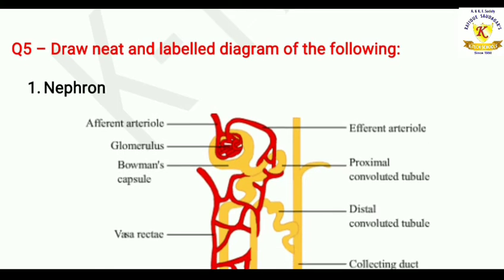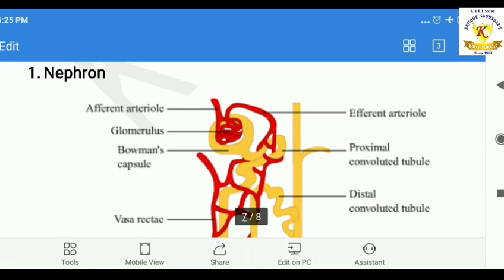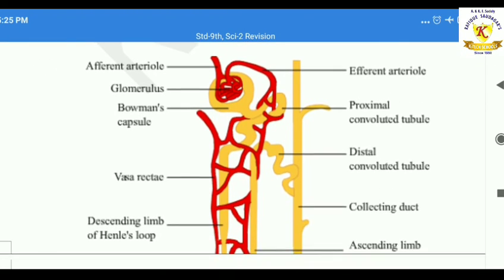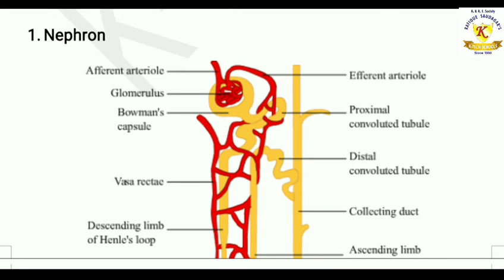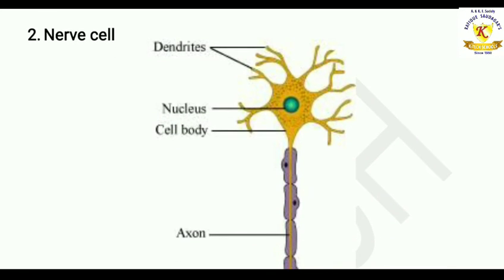Question number 5. Draw neat and labeled diagram of the following. First, nephron. Look at this picture carefully, children. You need to draw the structure of nephron and label it properly. Second, we have nerve cell. Look at the picture carefully, children, and draw the diagram of the nerve cell and label it correctly.